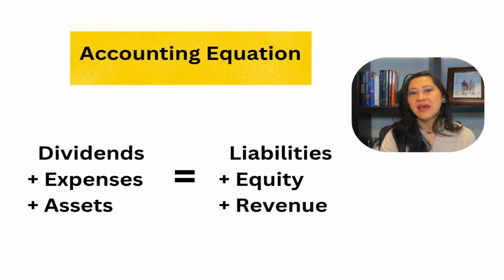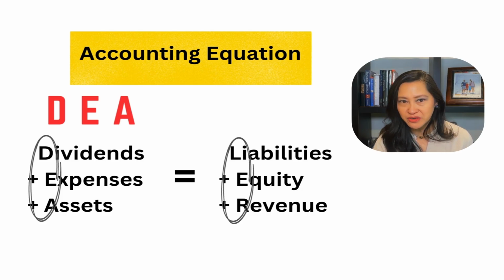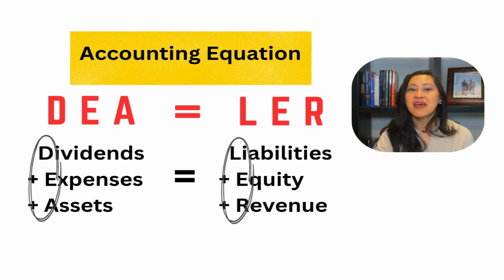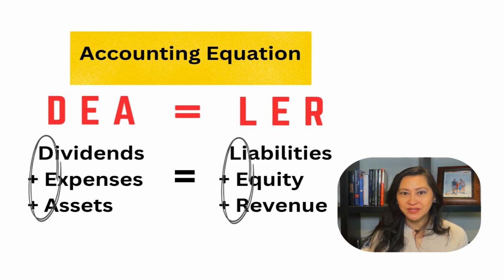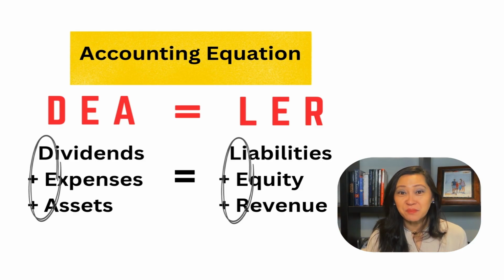Now look at what just happened. On the left side, we have dividends or owner draws, expenses and assets, and that spells DEA. On the right side, we have liabilities, equity or owner contributions, and revenue. That spells LER. So now we have DEA equals LER. This is why dealer works. It's not a trick. It's not a mnemonic someone made up. It's simply the accounting equation fully expanded, then rearranged so everything is positive and each side balances cleanly.